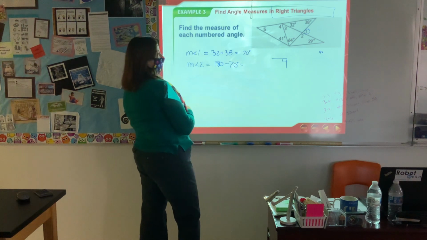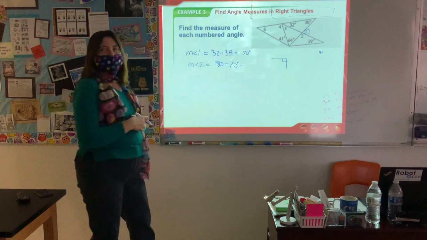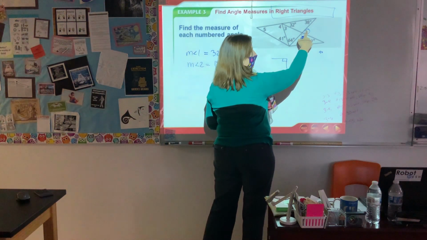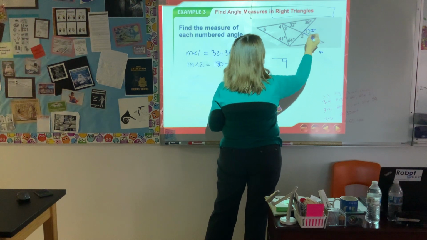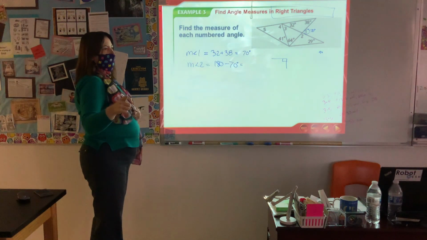Why could I do that? Because, wait, 180 subtract 70. Why do I say it's 180 subtract 70? What are 1 and 2? 32 and 38. No. Wait. Angle 1 is right here. We determined what that was, which was 70 degrees. They're corresponding, right? They are not corresponding. Wait, what's the name for it? It's when the two angles are side by side.